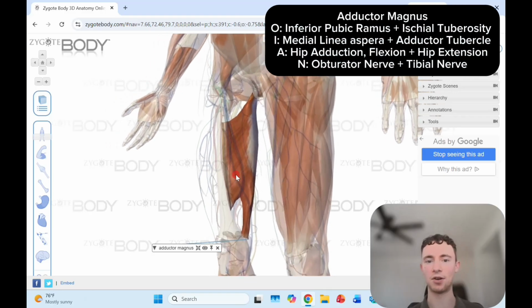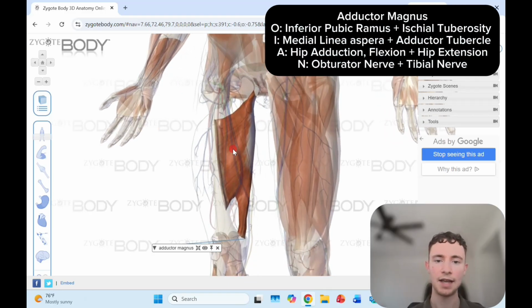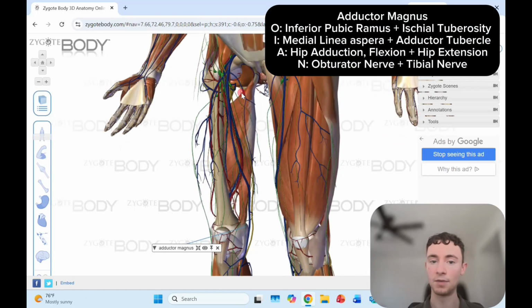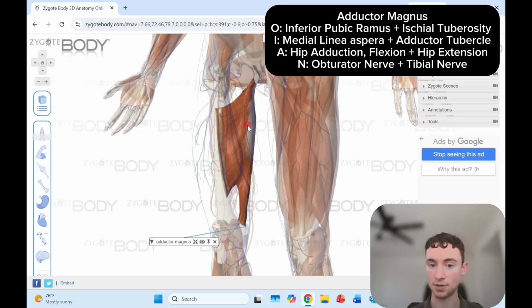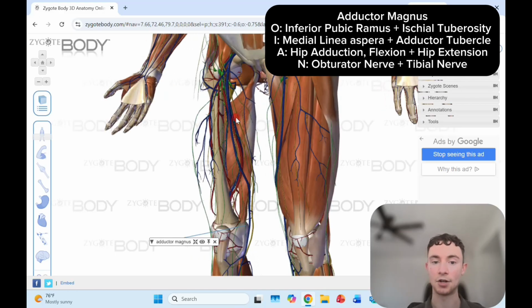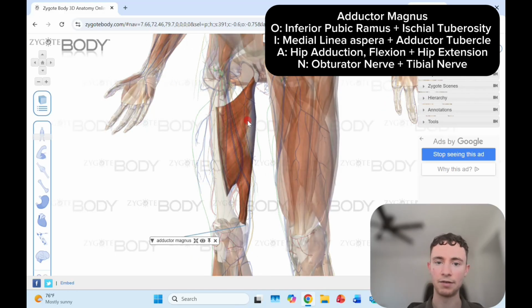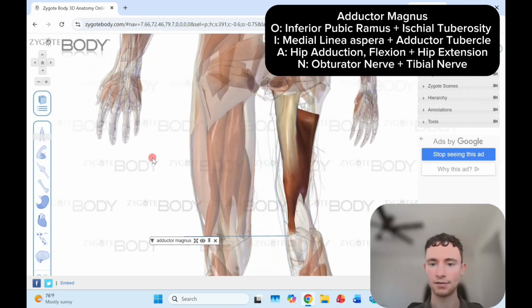So the adductor magnus starts on that body of the pubis again, and the inferior pubic ramus, and it has two attachments. It has two portions, really. It has an adductor portion, which we can see in the frontal plane right here. And then if I turn it right here, we can see on the posterior aspect, it actually has a hamstring portion, which is this part right here.